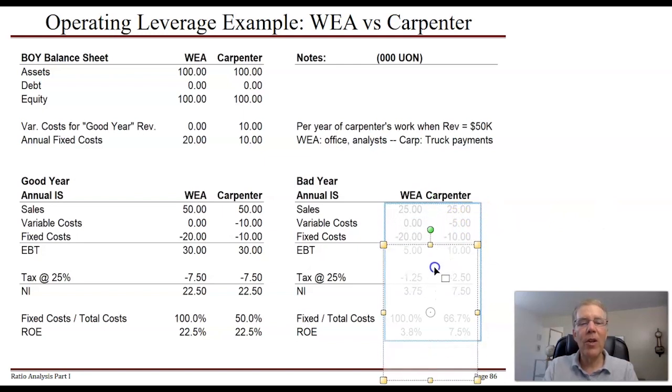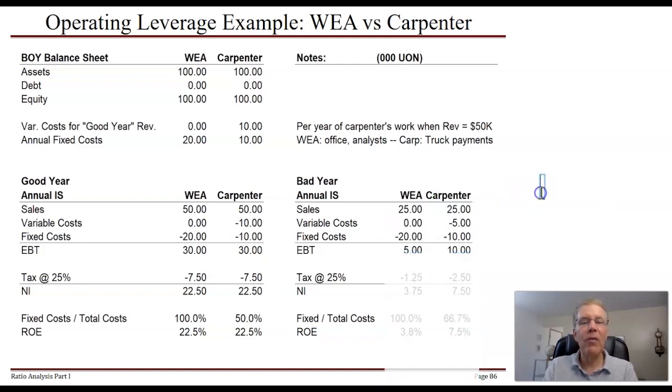So let's say we're looking at something like revenue falling off a cliff to the tune of a 50% reduction. So that'll be the same for both firms. Okay. Now the carpenter's variable costs are going to go down because they scale linearly, right? By definition, with revenue, they're going to go down by 50% from 10,000 to 5,000. And she's still going to have her fixed costs of 10,000.